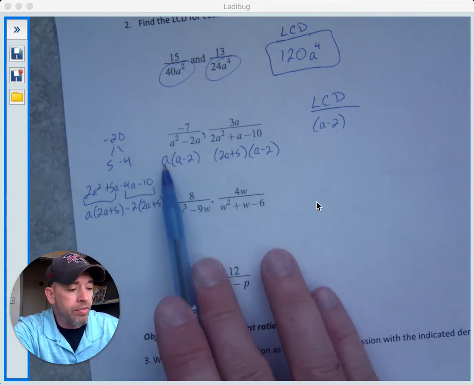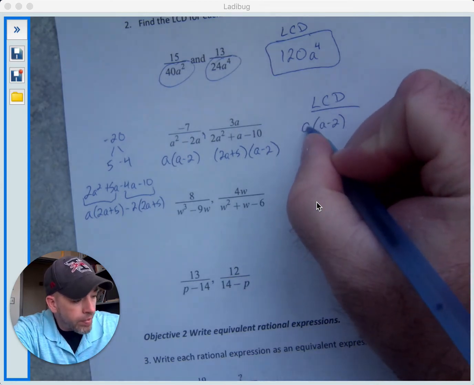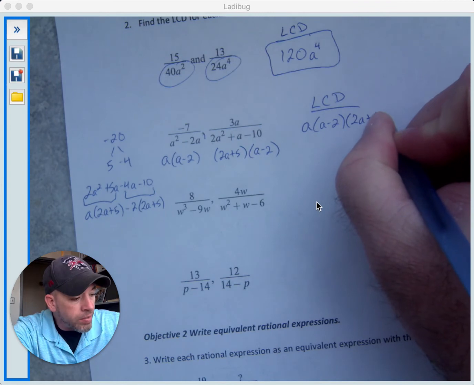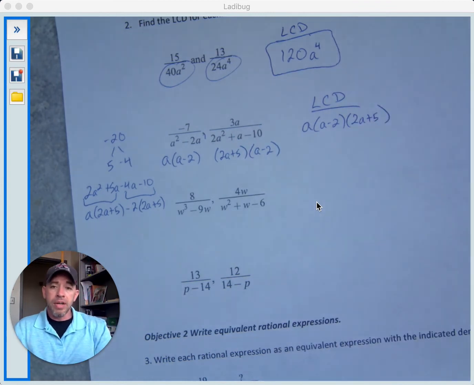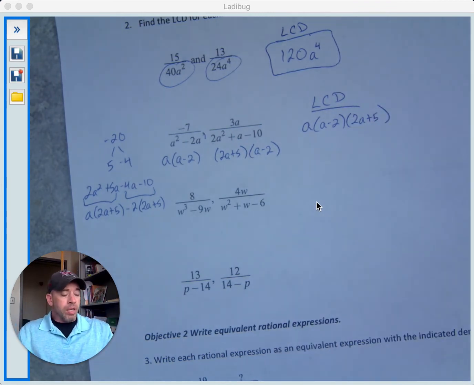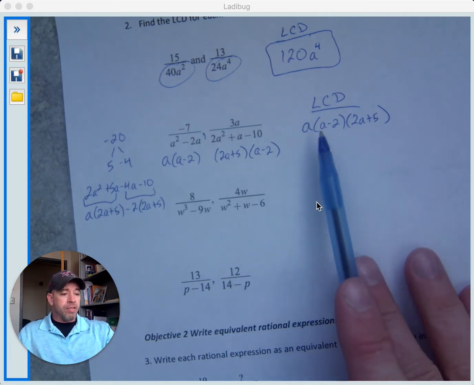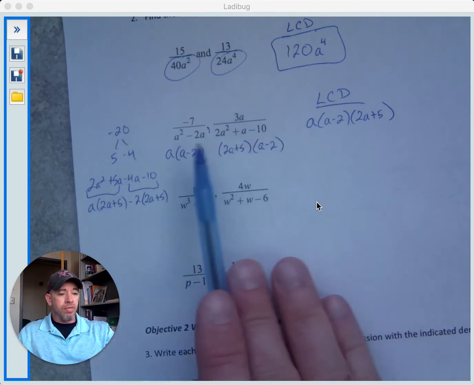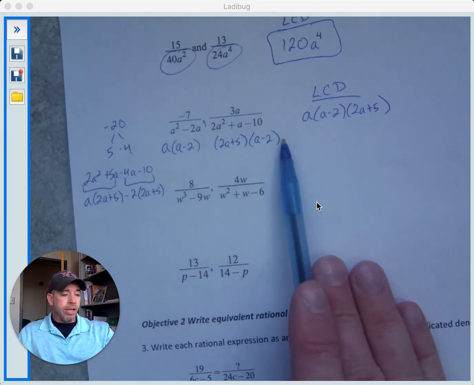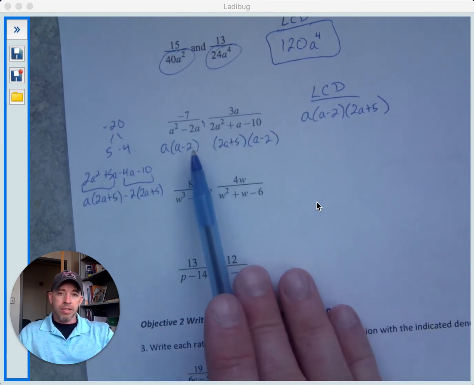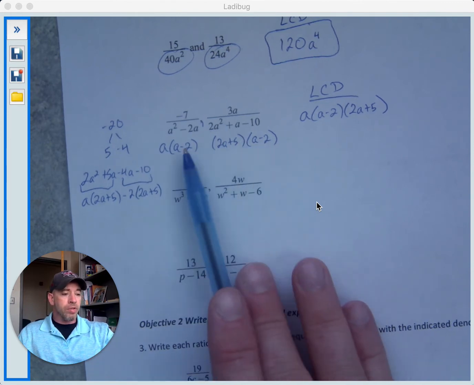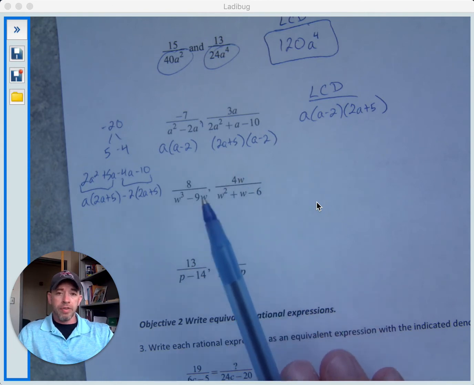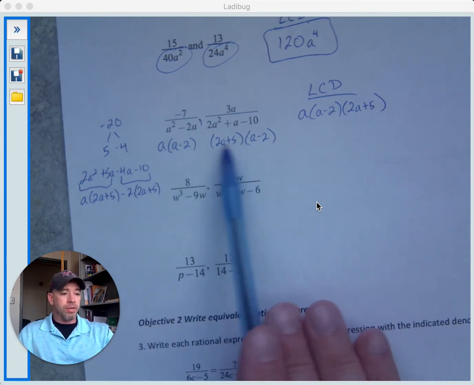We also have a factor of a that has to be there, and a factor of 2a plus 5. So basically, when we have things that need to be factored, and when we find our LCD, we're going to include a factor of anything that shows up in either of these. Now, we don't have to repeat the a minus 2. We just have to include it once. But your LCD is going to be a combination of the factors that show up in either of your denominators.